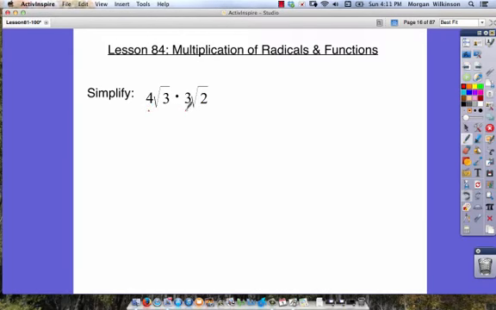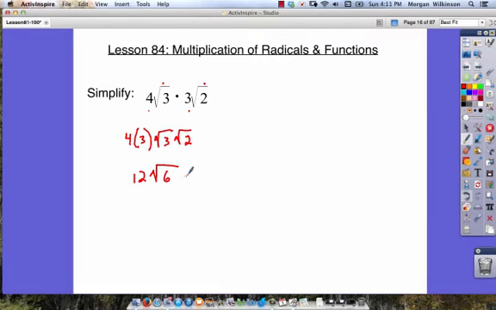So 4 times 3, that's our first part. Then we're going to take our radicals, and that's going to be the square root of 3 times the square root of 2. We're just reorganizing everything. Remember, the order of multiplication doesn't matter. 4 times 3 is 12. And the square root of 3 times the square root of 2, that's the square root of 6. And we get an answer of 12 times the square root of 6.